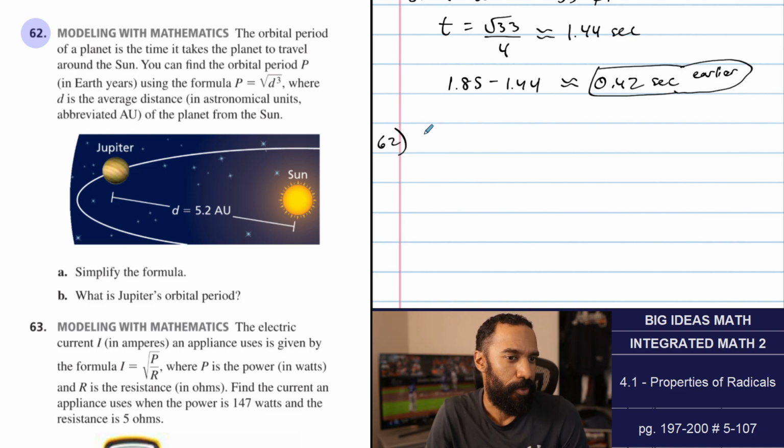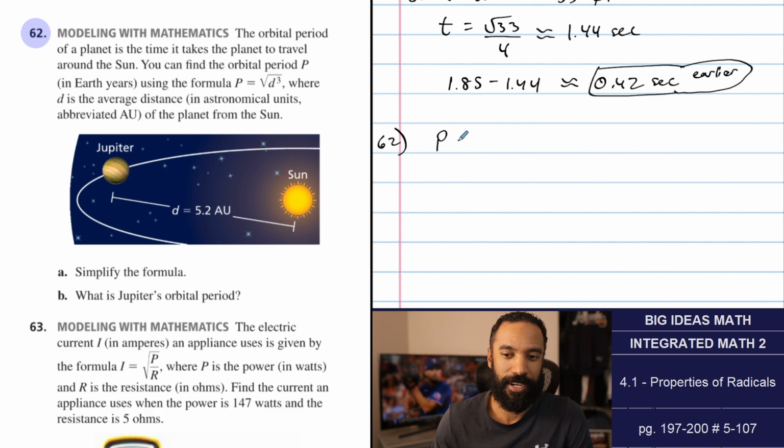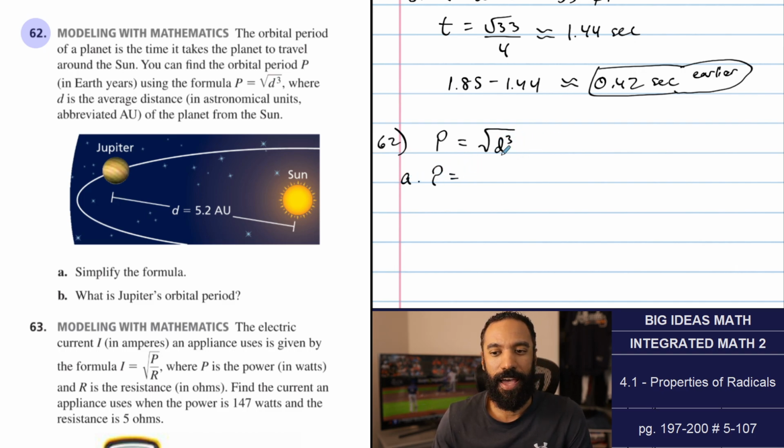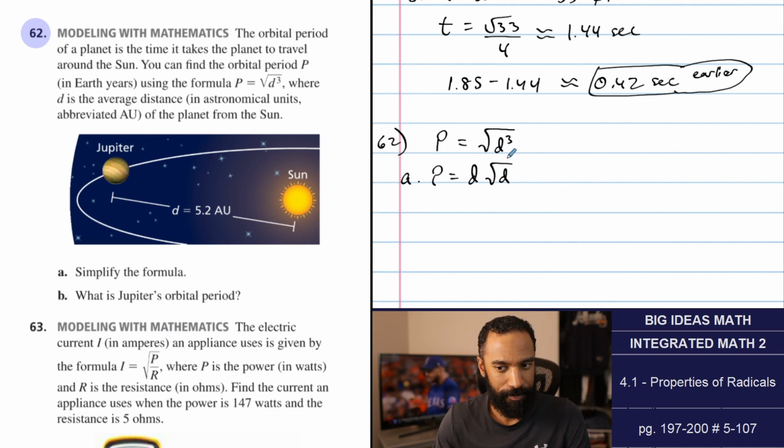So I'm trying to think about it with Earth. Well, I guess I'd have to know the average distance, and I don't know it. Simplify the formula. Okay, so I was actually going to do that. I'm surprised they didn't ask us to do it in the previous problem. So, okay, part A, simplifying it is taking the square root of d cubed. So that'll be d times the square root of d. It might not look better to you, but it is simplified.